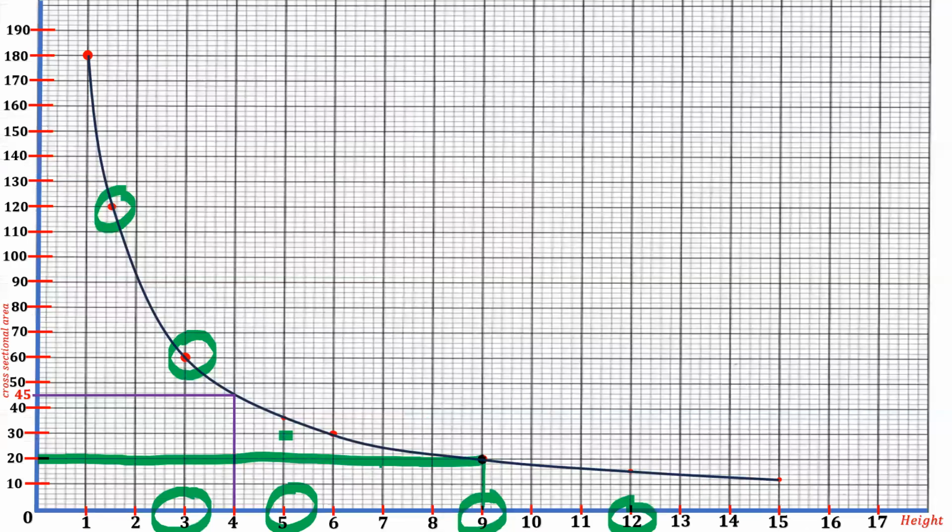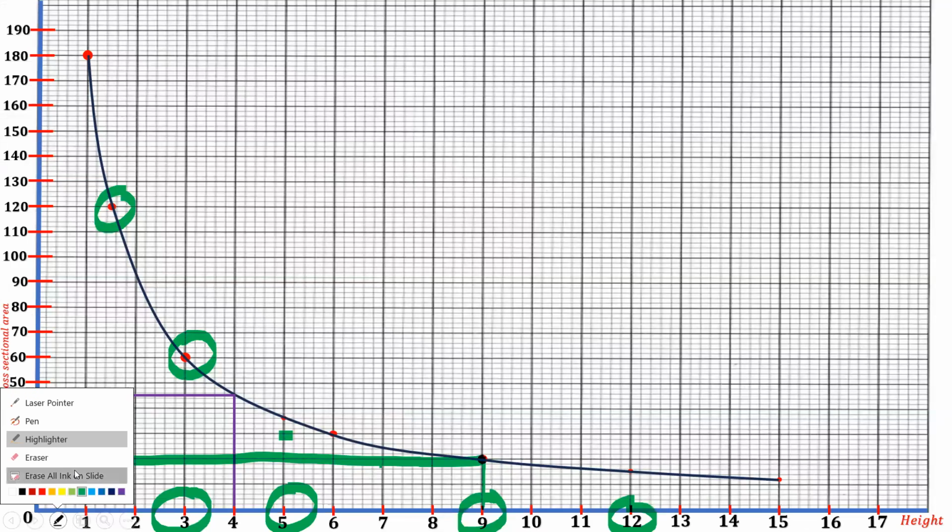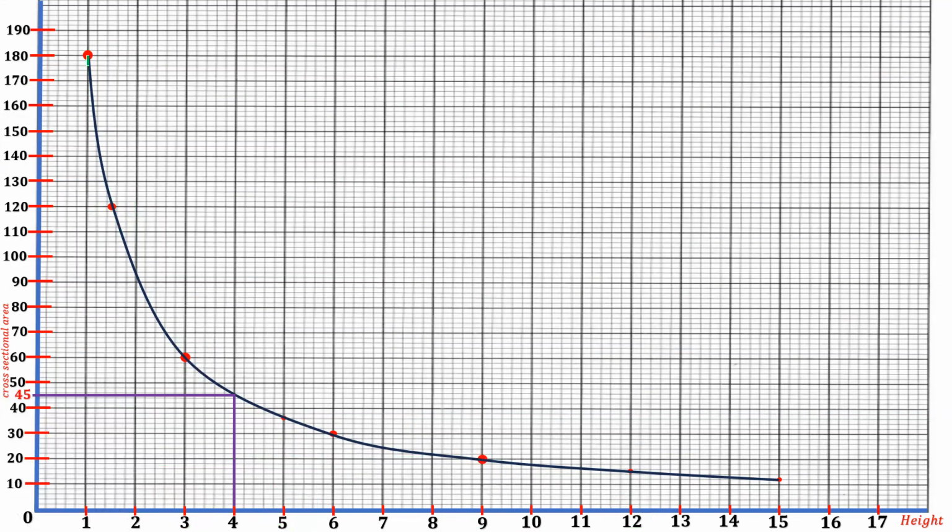And then all we need to do is draw a smooth curve. So let me erase all ink. Take your pencil and draw a smooth curve to connect all of those points together. It's not a line, it's a curve. You have to be careful to get all of the points, and you're going to get a smooth curve like so. It has to touch all of the points. And so there we have it, our curve.